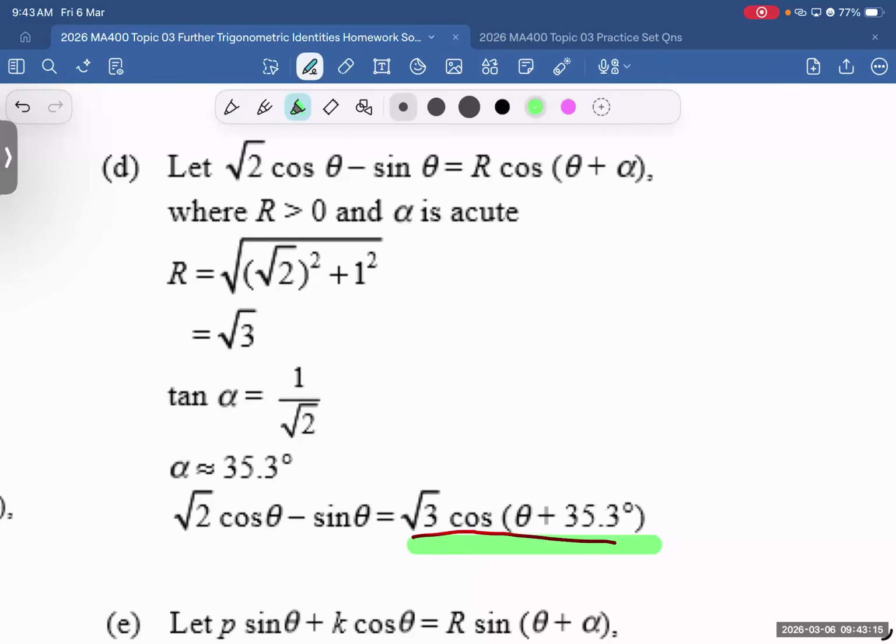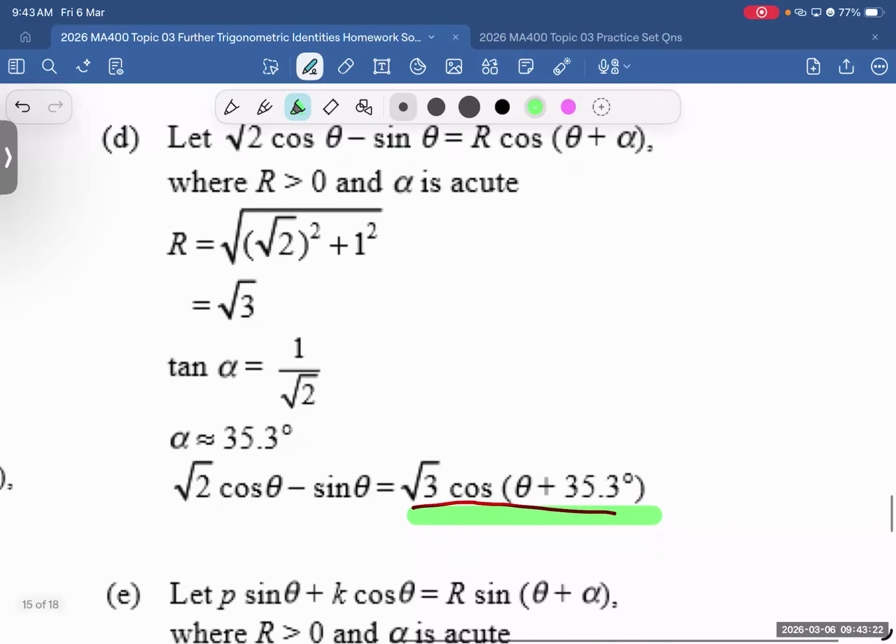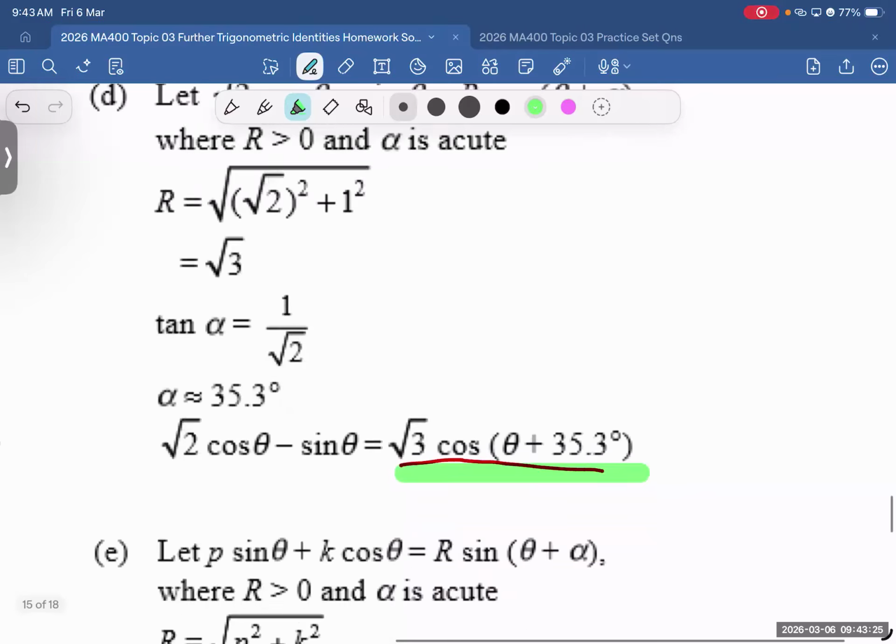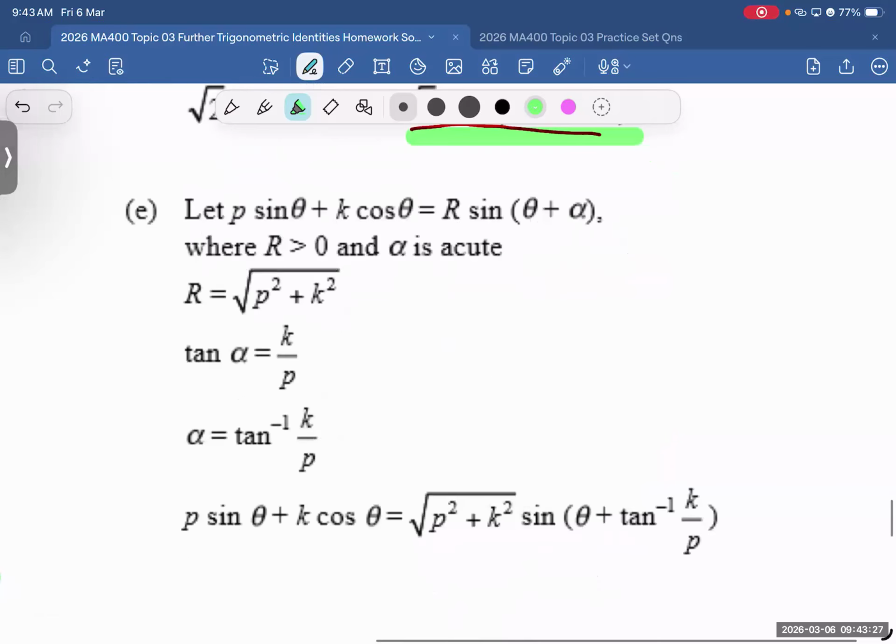D is okay. You okay? This one you got okay. E is a bit hard. Why is it hard? Yeah, like just using letters. If you don't find it hard, that's good.